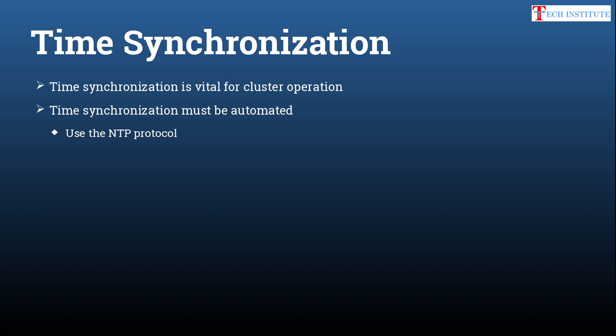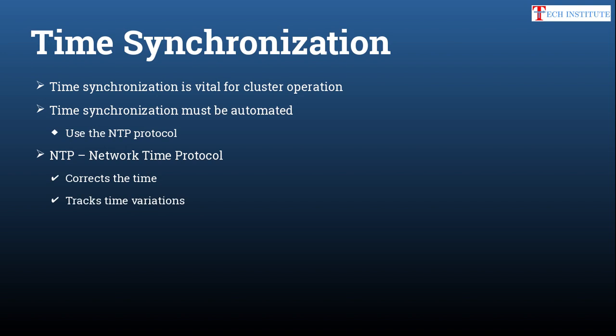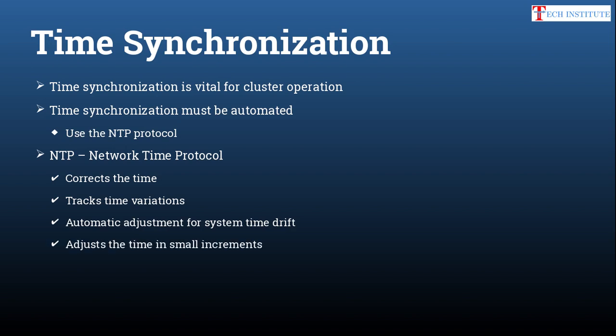You can do that using the NTP protocol, and NTP is nothing but Network Time Protocol. This protocol helps you to sync your time from a centralized server, so that all the nodes will reflect the same time zone and time. So it helps you to correct the time and track time variation. It will also help you to track how much variation is happening in that time, and it also automatically adjusts system time drifts. And also, if you see there is a huge difference, it will not directly change.